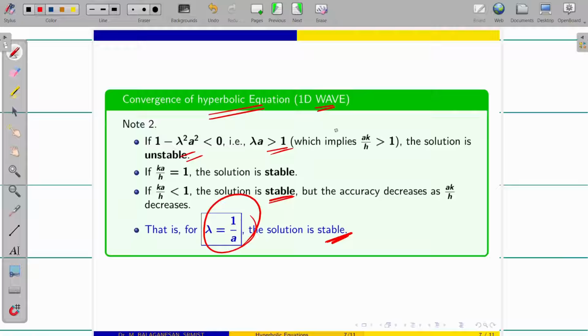If k by h, which is nothing but lambda, is equal to 1, then the solution is stable. If k by h is less than 1, the solution is still stable, but the accuracy will decrease according to the k by h value. If it decreases, then accuracy also will decrease. Only for lambda equal to 1 by a is the solution stable. Clear? That's it, guys. They may ask MCQs on this, that will be important.